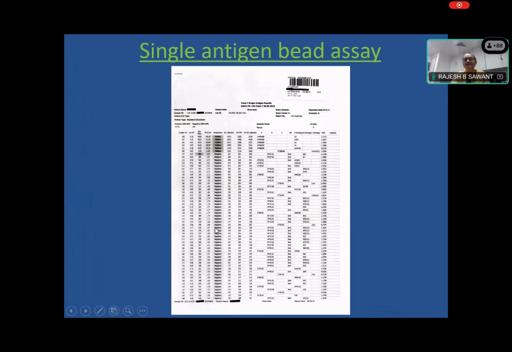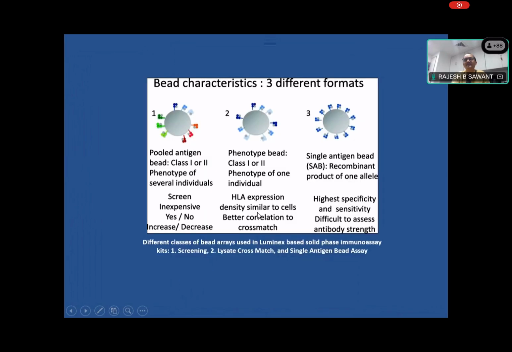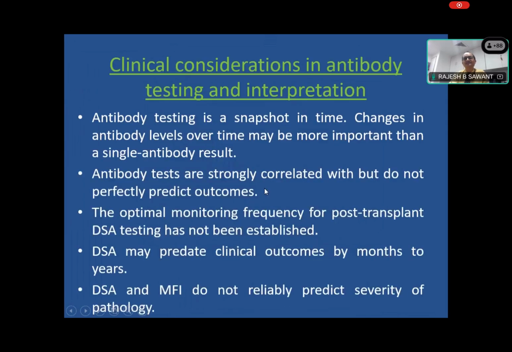So let us go further. Yes, this is the single antigen bead. You have the various HLA antigens noted over here, and then the reactivity to all of these, the big list of HLA antigens, in terms of MFI values, you will get in this region. So this is the single antigen bead test. As I said, there are 3 different formats which we have seen for antibody testing.